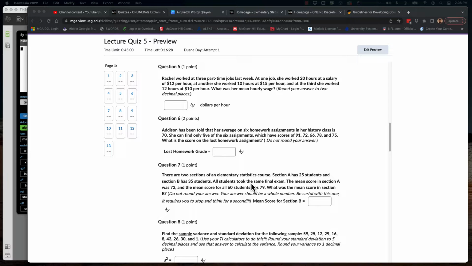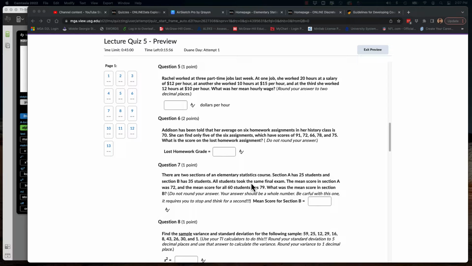Question 5, you might have had different numbers on your test, but for each one of these you might have slightly different variations, but that's okay. The process works the same. So in this one Rachel worked 3 part-time jobs in a week, and at one job she worked 20 hours at a salary of $12 per hour. At another she worked 10 hours at $15 per hour, and at a third she worked 12 hours at $10 per hour. All right. What was her mean hourly wage?